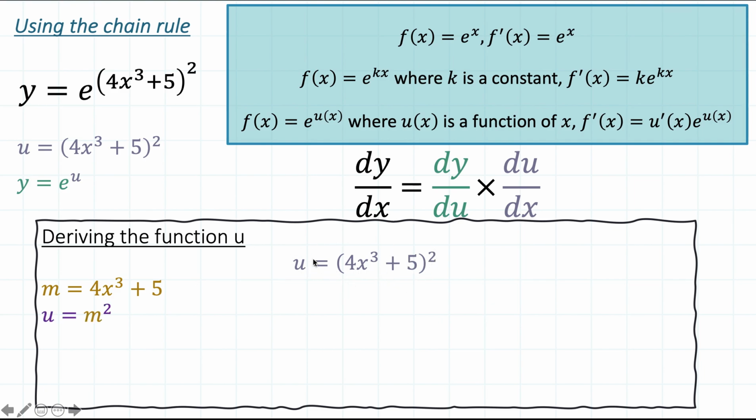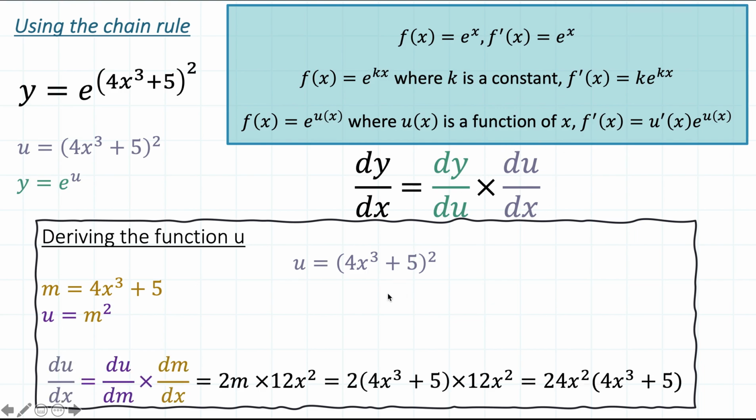So now if I want to derive u, I want to find du by dx. du by dx is going to be du by dm, so the derivative of this, multiplied by dm by dx, the derivative of this. I'm using color codes again. du by dm is just going to be 2m. dm by dx is going to be 12x squared. And then I just undo the substitution, so I'm going to put back the 4x cubed plus 5 and then multiply them together and then simplify.